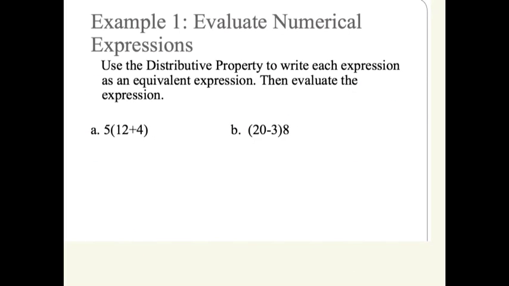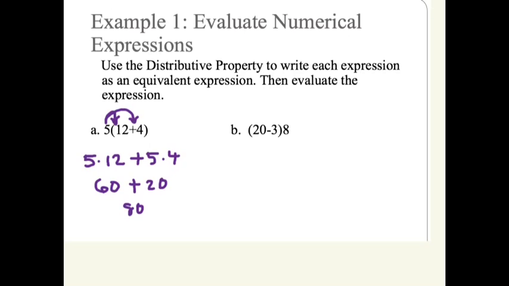Example 1, we're going to evaluate numerical expressions. Here we're going to use the distributive property to write each expression as an equivalent expression. Then we're going to evaluate the expression. So what we're going to do is capitalize on the concept that we talked about when we defined the distributive property. We're going to write this as 5 times 12 plus the quantity of 5 times 4. Since 5 times 12 is 60 and 5 times 4 is 20, when I simplify that and join some things together, I get the value of 80. So 5 times the quantity of 12 plus 4 is 80.